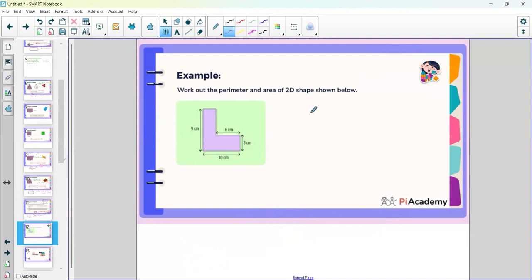Everyone take a minute and try to work this question out. We'll check out the question and your answers alongside. Take 1 minute for perimeter and one for the area.